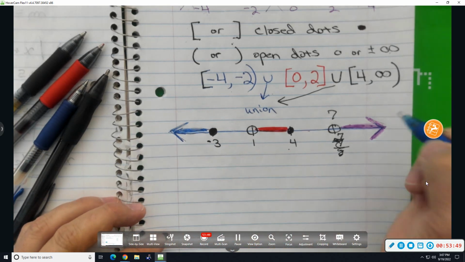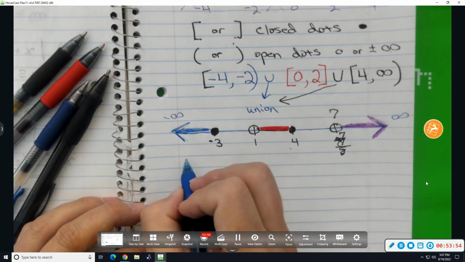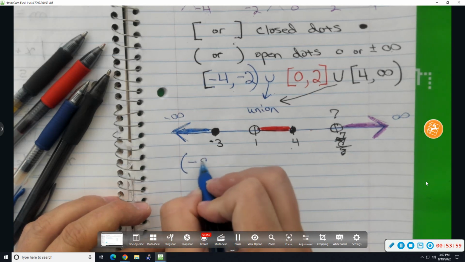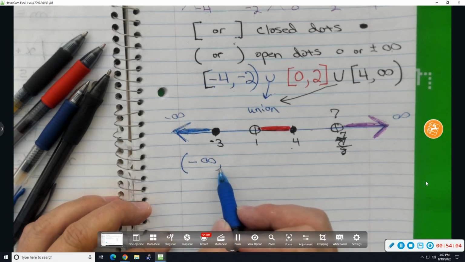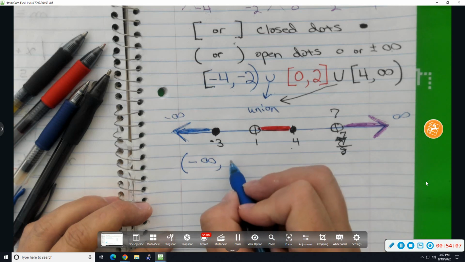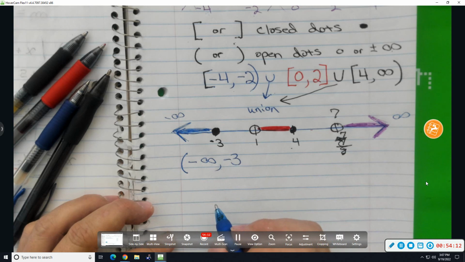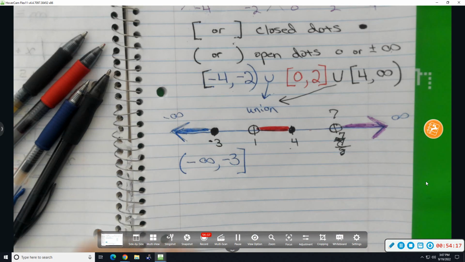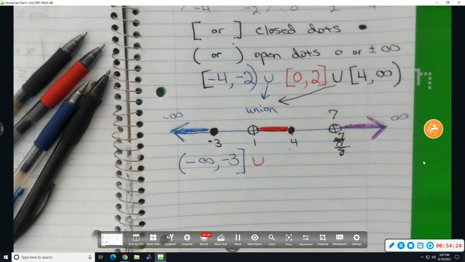I'd label those arrows with infinity. I'll give you a hint. So what am I going to put first? Parenthesis, and then always precede a negative infinity with the parenthesis, comma, and realize you've got to put that comma. What's the right-hand end point? What are we going to have after the -3? Parenthesis or bracket? Bracket. Okay, there. Union. I'll read that union as or.